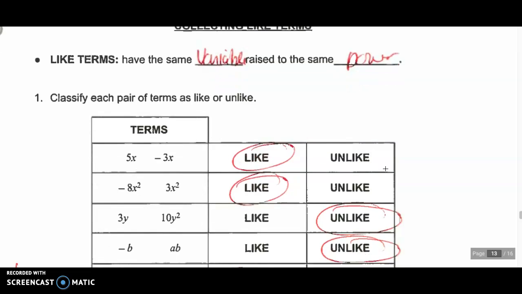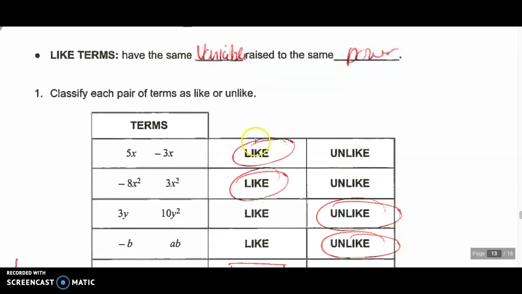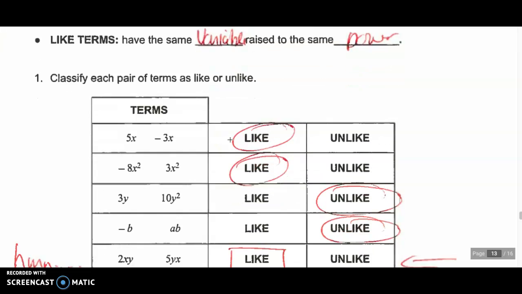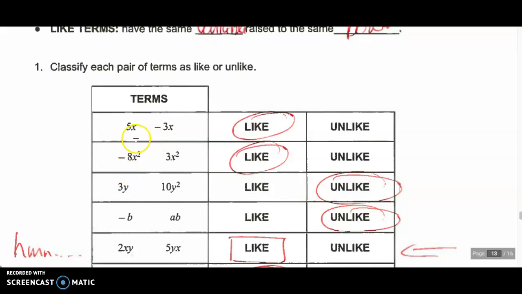And then we'll just finish up with collecting like terms. Like terms have the same variables to the same power. So like terms have the exact same letters to the exact same exponent. For example, x and x are like terms, x squared and x squared are like terms. The number in front doesn't matter. It'll matter in a second, but it doesn't matter as far as whether they're like terms or not.